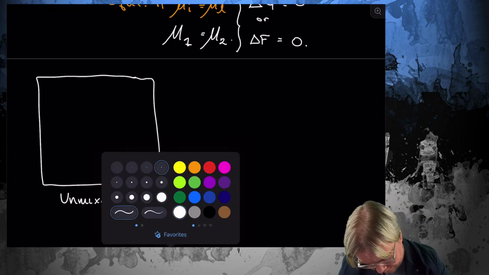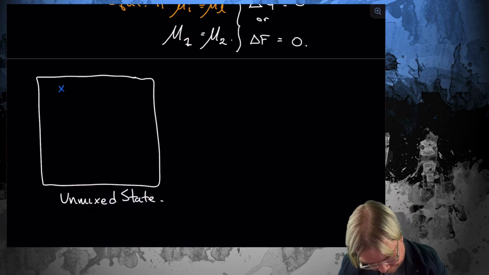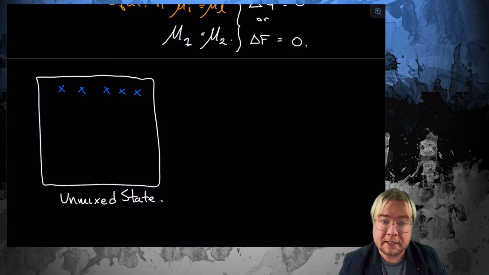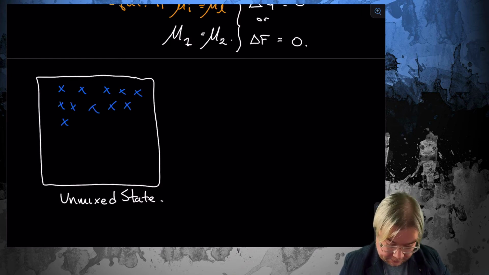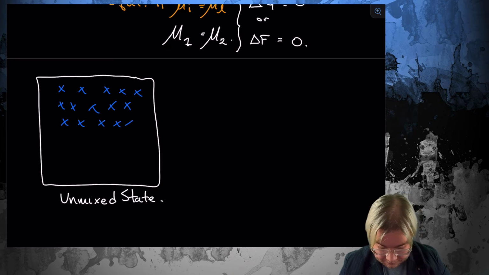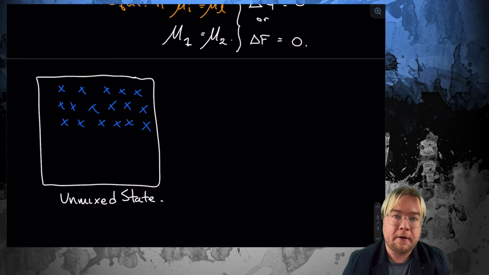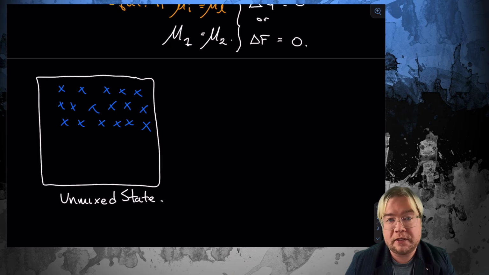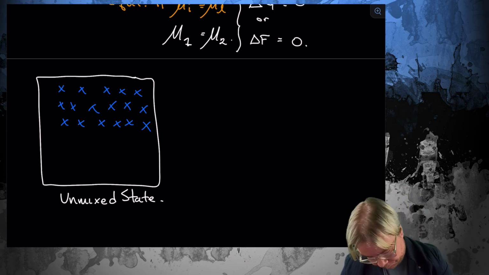And you can think of it, maybe I have a bunch of blue particles. That's going to be one of the types of particles. So it's not going to be phases necessarily. In this case, it's going to be different substances, so different distinct chemical substances. So in the unmixed state, I'm going to have something like this.